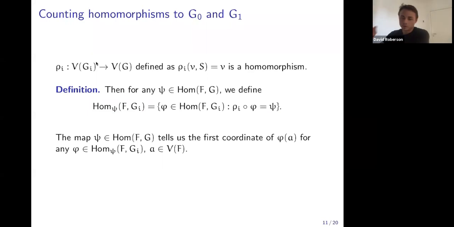So given some psi, the only choice I have left is what's going to be the second coordinate. I've already pre-established what my first coordinate is going to be for some homomorphism from F to G sub i, but I still have left to choose what's going to be that second coordinate, that subset of edges. And this gives me a partition of all of the homomorphisms from F to G sub i. What we're going to do is try to understand how to count the elements here.